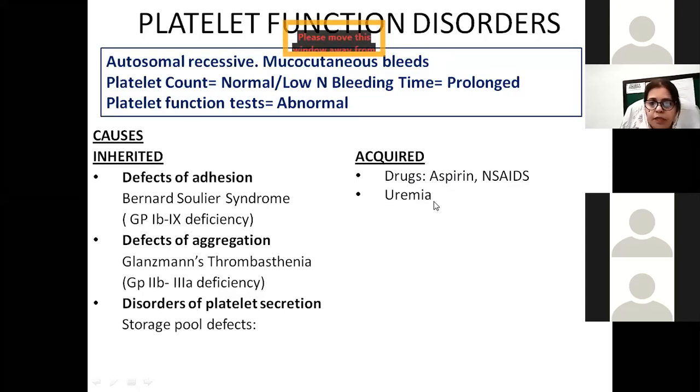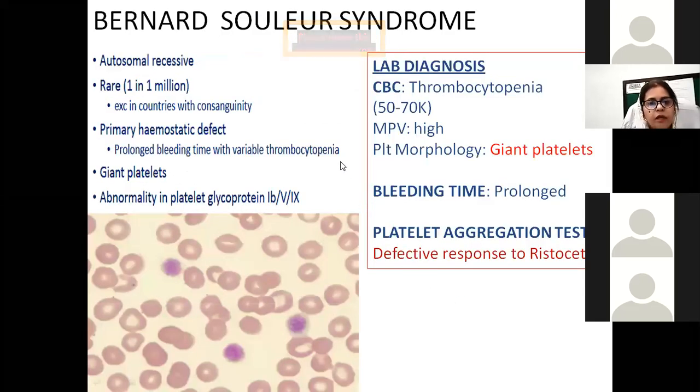Then uremia. Uremia is a condition, renal disease, in which urea level increases. The exact mechanism is unknown of how it causes platelets to become dysfunctional, but it is a common cause of bleeding in renal failure patients. Now, first we will discuss Bernard-Soulier syndrome. It has certain typical features.